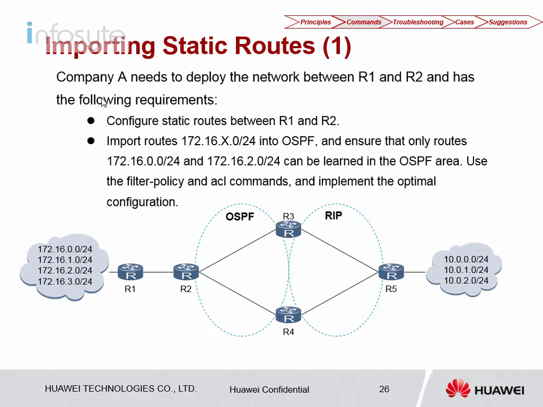Right, so let's continue here. Next, we are going to look into import static route. Company A needs to deploy a network between R1 and R2. So here we have R1 and R2, and it has the following requirement. The first requirement is to configure a static route between R1 and R2.